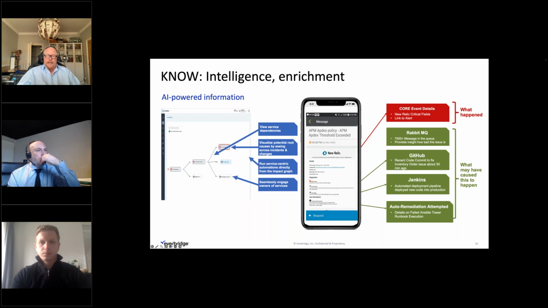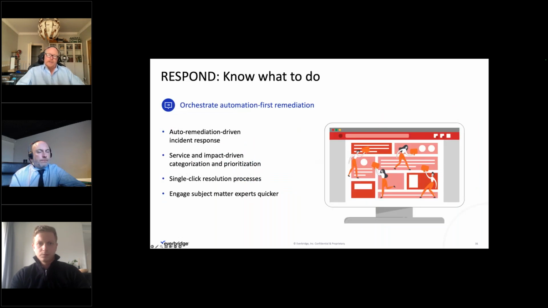By having enriched data, decisions can be made quicker and implemented, sometimes with the click of a single button. But even though your teams may know what to do during a critical event, downtime is still money. With automation first remediation, the guesswork is eliminated and baselines are met within a matter of seconds.